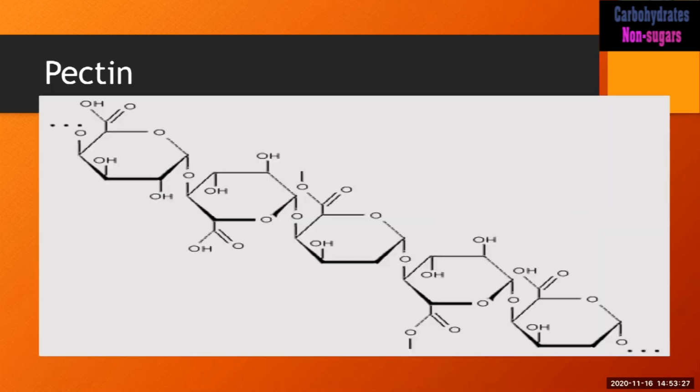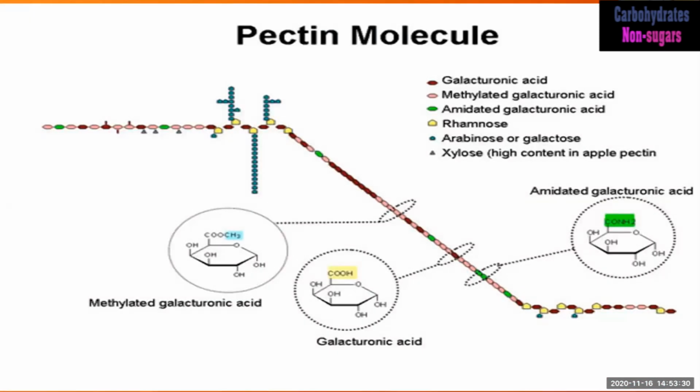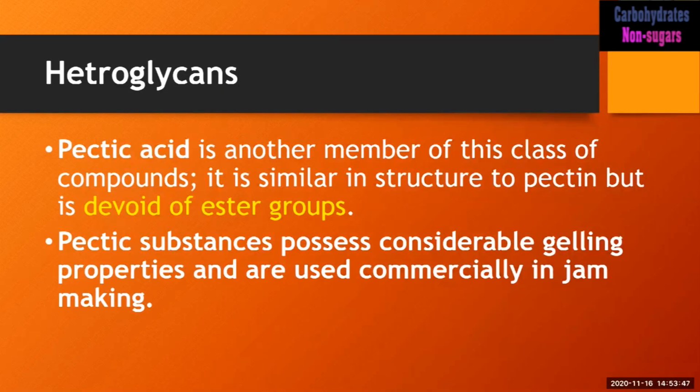If you look at the pectic substances in detail, here you can see the pectin molecule, where there is galacturonic acid, then methylated galacturonic acid, amidated galacturonic acid, rhamnose, arabinose, galactose, and then xylose. So all of these make up this pectic substance. Under the heteroglycans, pectic acid is also a member of this class and similar in structure to pectin, but devoid of ester groups. Pectic substances have gelling properties, and commercially they are used in jam making.